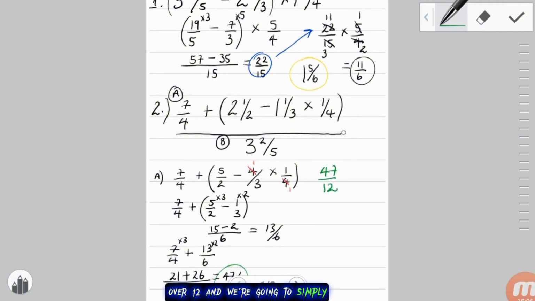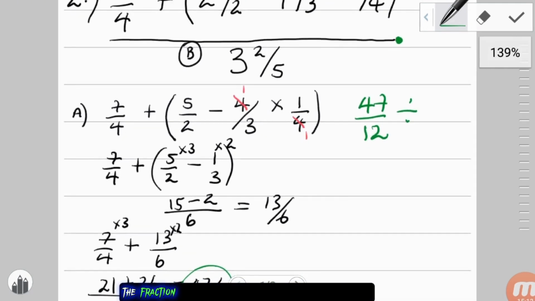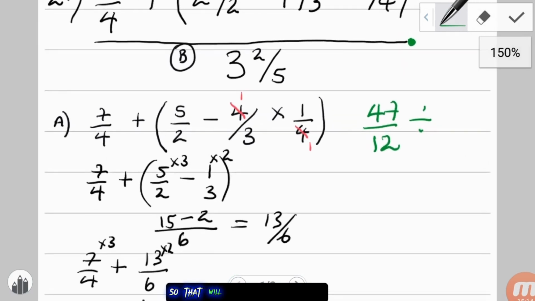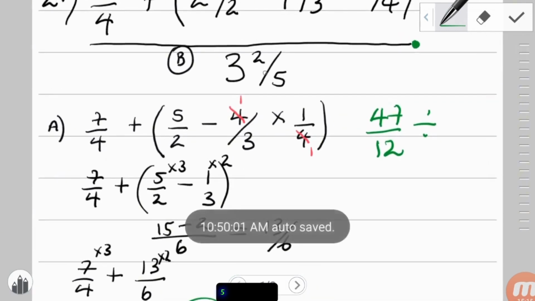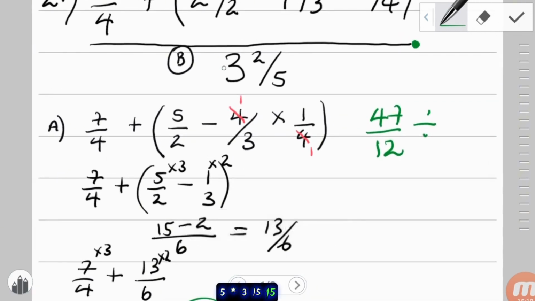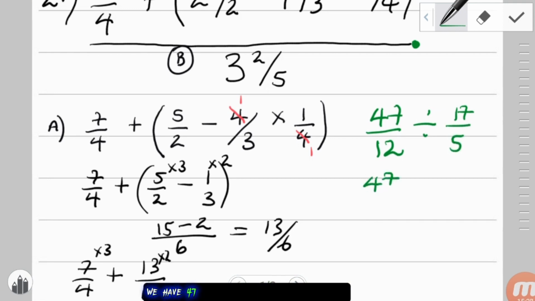And this symbol here means to divide by the fraction that is at the bottom. Now the fraction at the bottom is a mixed fraction, so that will need some conversion. 5 times 3 is 15. 15 plus 2 is 17 over 5. So therefore, what do we have next? We have 47 over 12 multiplied by 5 over 17.